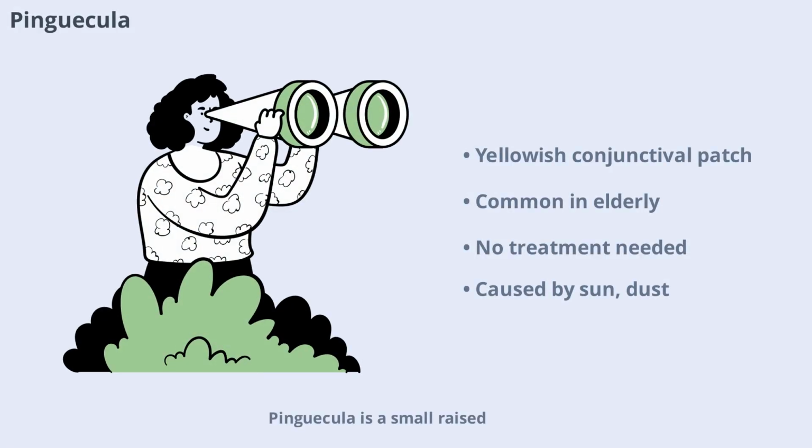Pinguecula is a small, raised, yellowish triangular patch of degenerated elastic tissue found on the conjunctiva, usually in elderly people who have been exposed to sun, dust, and wind over many years. Unlike pterygium, pinguecula does not invade the cornea and is generally harmless. No treatment is required unless it becomes irritated, in which case lubricating eye drops may be used for comfort.